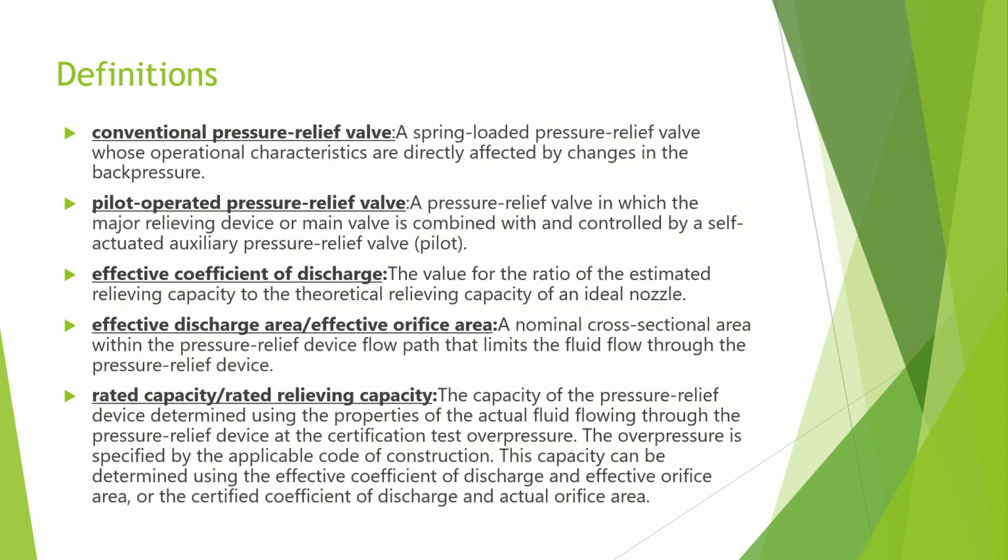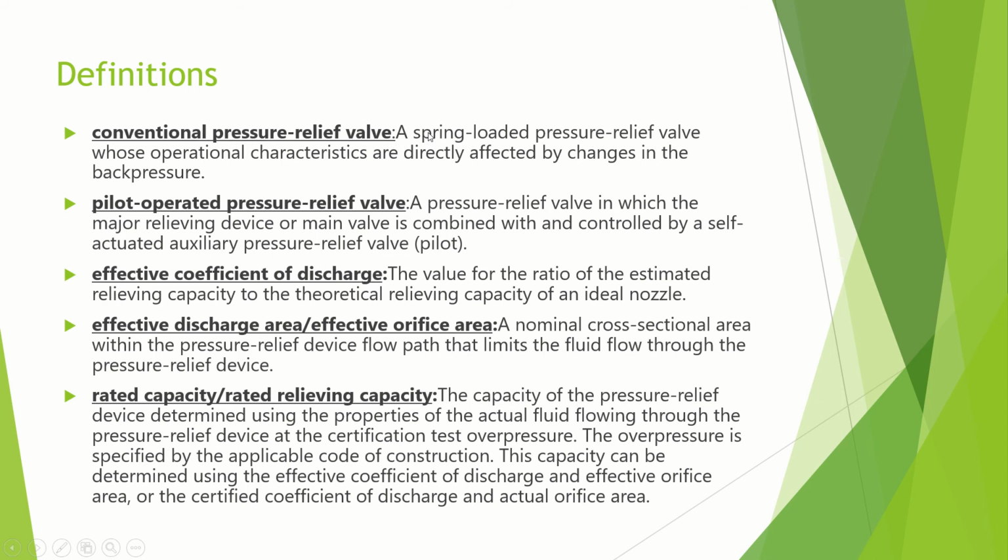The other definition that I can do is the conventional pressure relief valve. A conventional pressure relief valve is a spring-loaded pressure relief valve whose operational characteristics are affected by changes in the back pressure, and the back pressure is the most important parameter in a conventional pressure relief valve. The pilot-operated pressure relief valve is also a pressure relief valve in which the major relieving device or main valve is combined with and controlled by a self-actuated auxiliary pressure relief valve that is called the pilot.